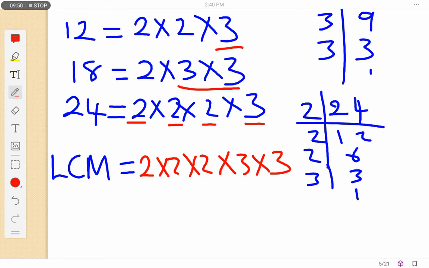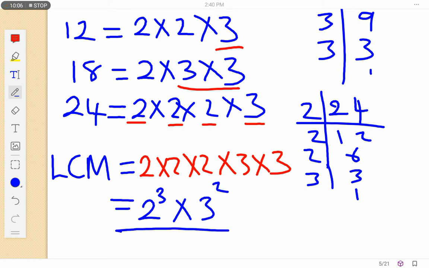Let me write it now. So I'll have at the end of the day 2 to the power of 3 times 3 to the power of 2. Okay, this is in terms of factors, and if you want to have it as a number, you can simply multiply and get the number.